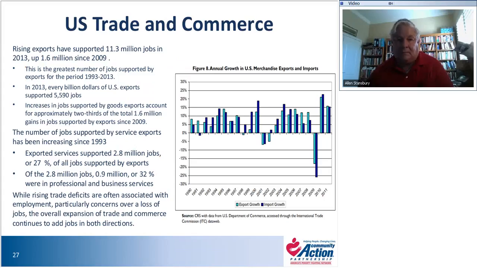Okay. What's going on in trade and commerce, Alan? Well, according to the U.S. Department of Commerce, which is, of course, they have a particular bias, they contend that there's over 11 million jobs, up from 1.6 million since 2009, that are supported by rising exports.